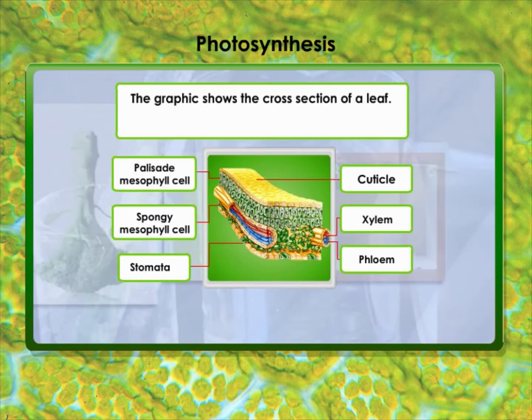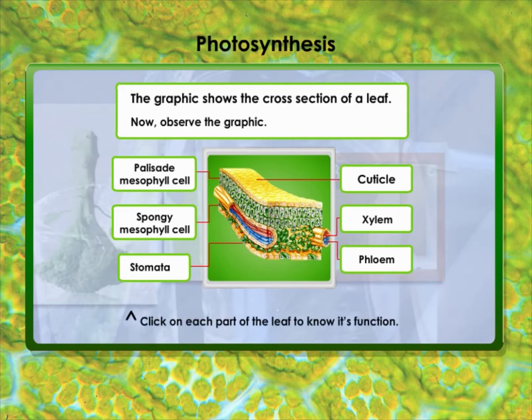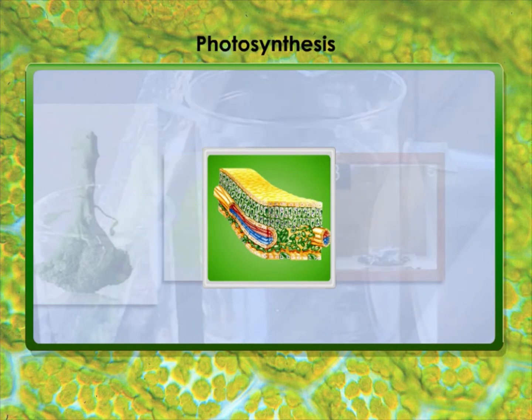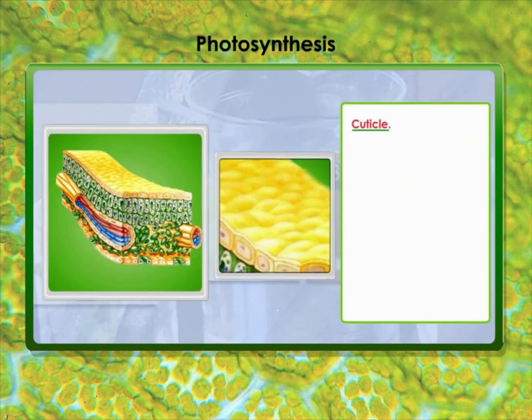The graphic shows the cross-section of a leaf. Now observe the graphic. Click on each part of the leaf to know its function. Cuticle. It prevents excessive water loss.